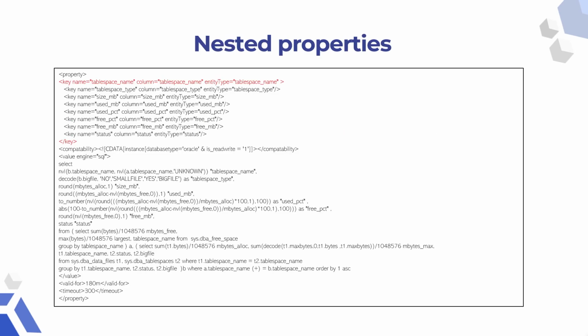If you have more advanced queries, you can create properties with sub-properties. Examples here from the table space information on Oracle, where you'll have the table space name as the top value, and sub-properties like the type of table space, the size of the table space, etc., as sub-properties of the primary property.